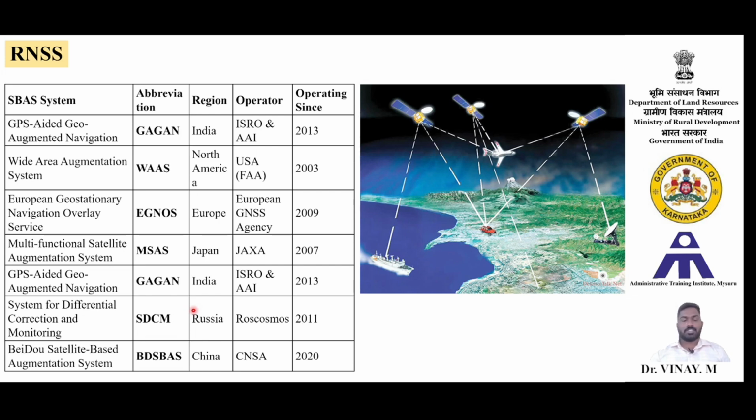Especially in India, we have a system called GAGAN, GPS Aided Geo Augmented Navigation, which is currently operated by ISRO and the Airport Authority of India. What this RNSS does is, it has a limited number of satellites which cover a particular region. Especially GAGAN has 7 satellites, operating since 2013 in order to increase the efficiency of internal aviation and internal military purposes.